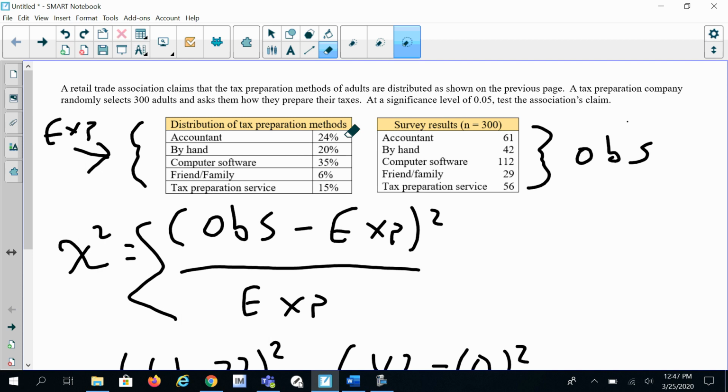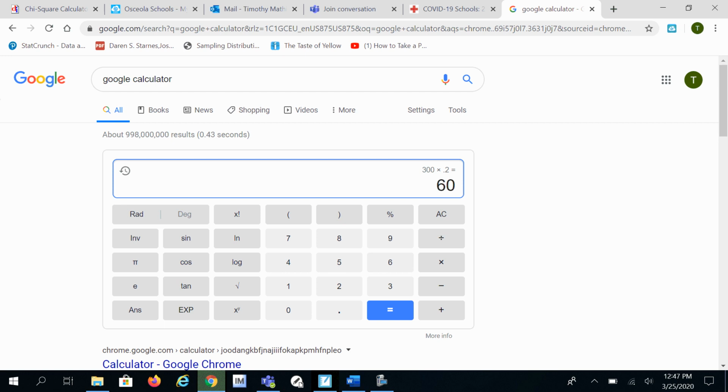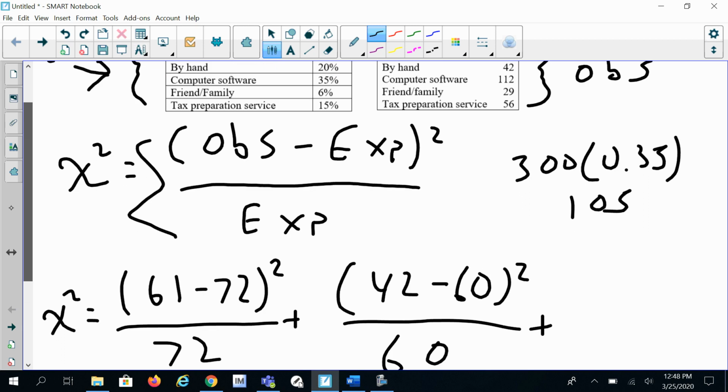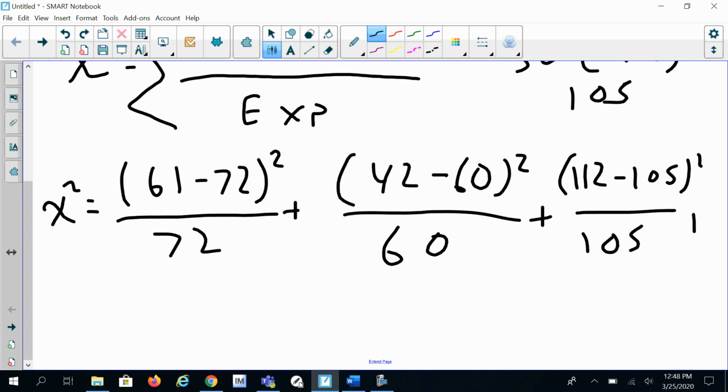So now we're doing computer software. I'm going to take my 300 times 0.35, which I don't feel like doing in my head. So let's do 300 times 0.35, and I get 105. So the expected is 105, and we go down here and do it again. The observed was 112. So we do (112 minus 105) squared divided by 105 plus, and I have 2 more fractions to go.